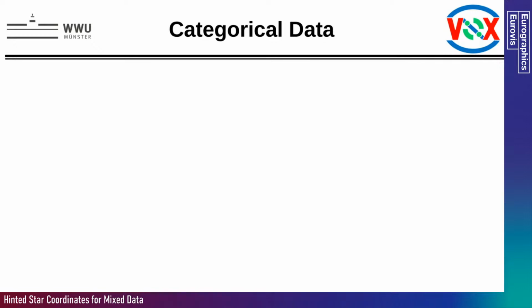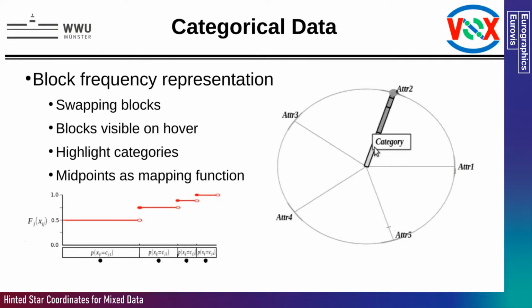So how can we tackle the inclusion of dimensions with categorical or ordinal data types? We define the axis of categorical dimensions with a block frequency representation. That is, the axis is divided into blocks, each block representing the frequency or occurrence of a category within a categorical dimension. The blocks are visible when hovering over the individual categorical dimensions, as observed in the image for attribute number 2. Otherwise, lines delineating the blocks are shown, for example, as shown in attribute 5.